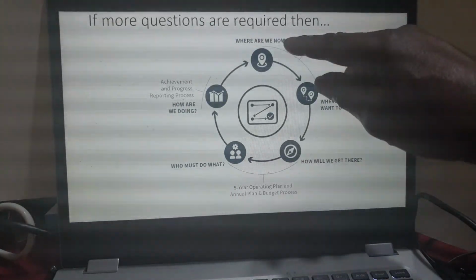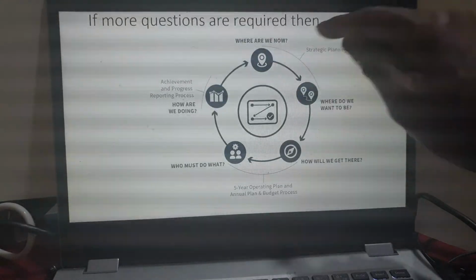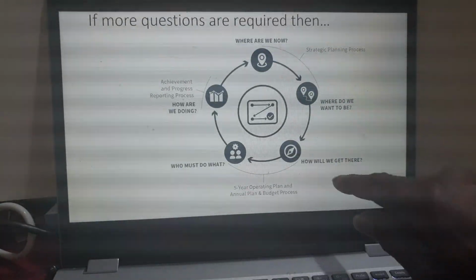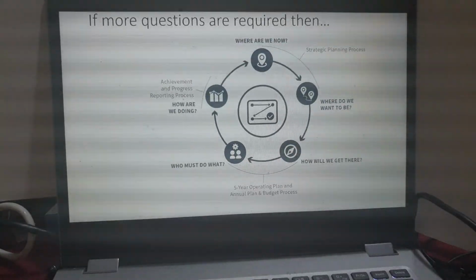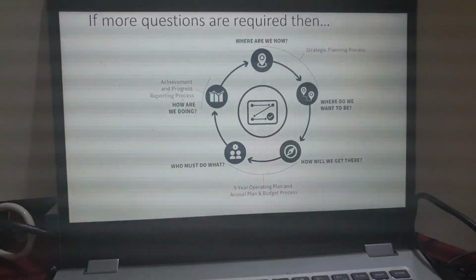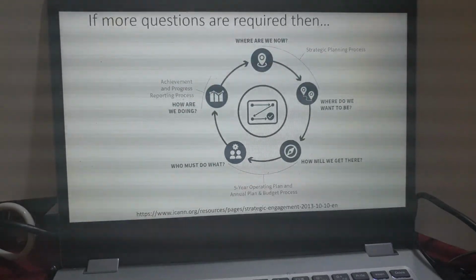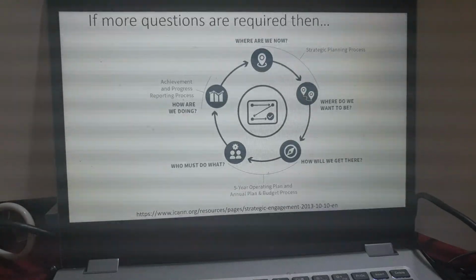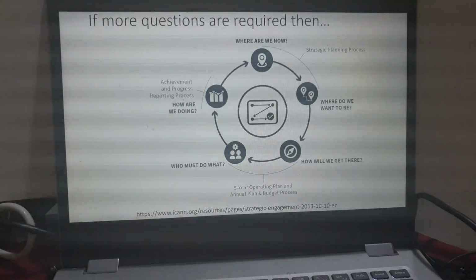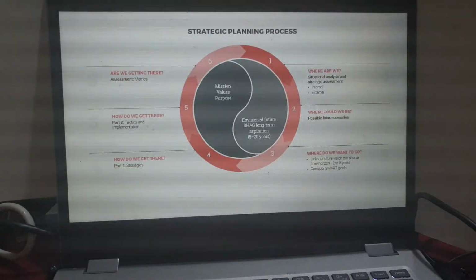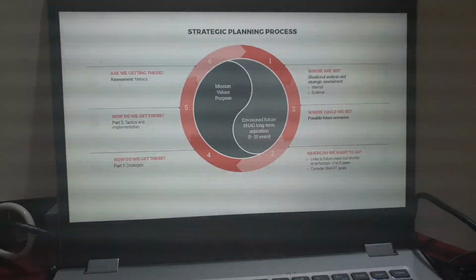The irreducible minimum is where are we now? Where do we want to be? And how do we get there? Once those are done, you are as good as done, but we can still add on those 2 questions. Yes, that is not me speaking now. It is from that source. But still, you can go up to 6 steps if you want.